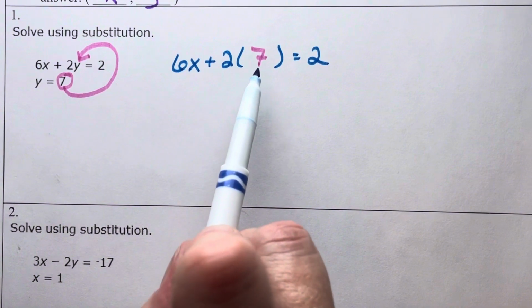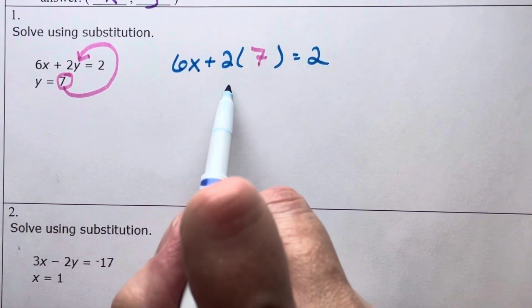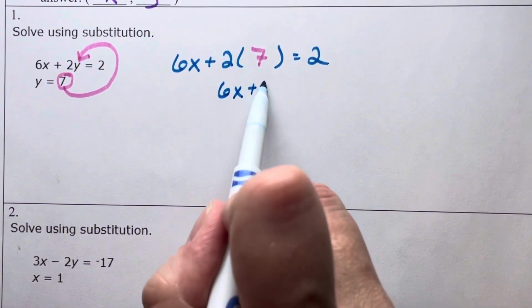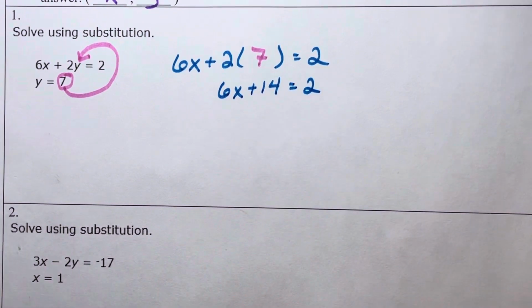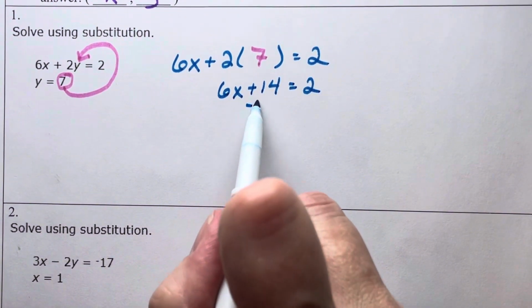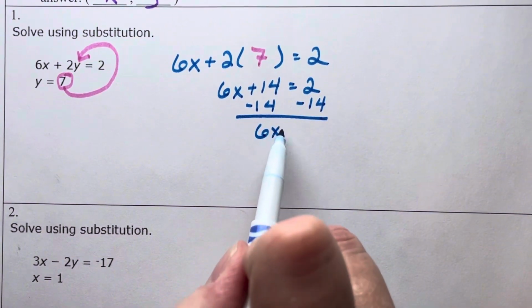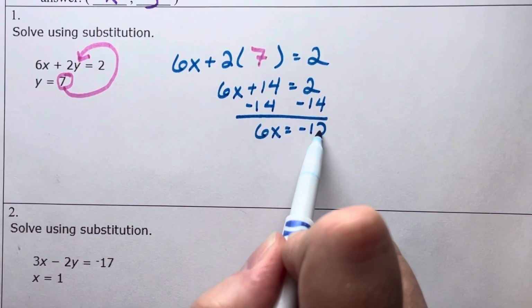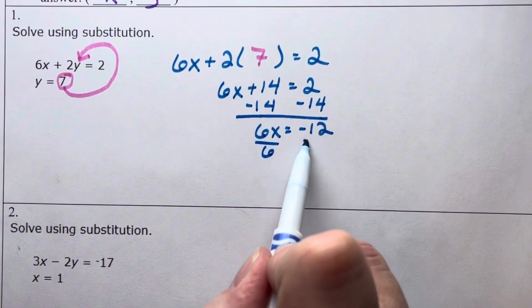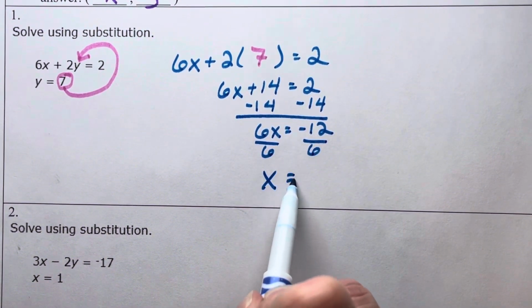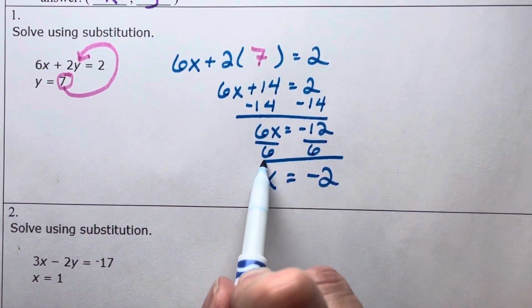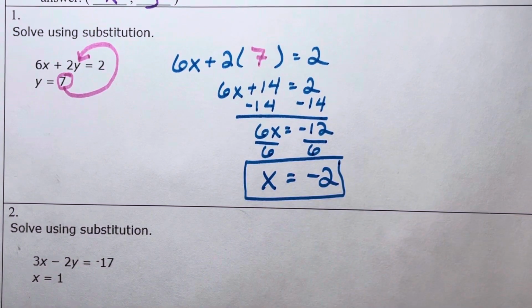6x plus 2 times 7 equals 2. Well, that would make 6x plus 14 equals 2. Subtracting the 14 on both sides of the equation, 6x equals negative 12. Divide by 6, and x equals negative 2. We have now just completed the third step of solving for one of our variables.